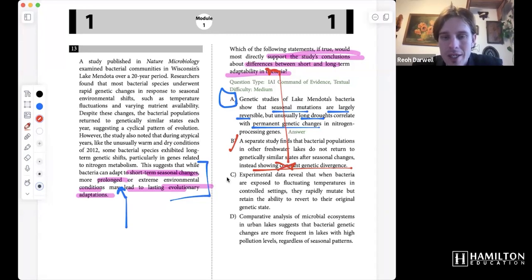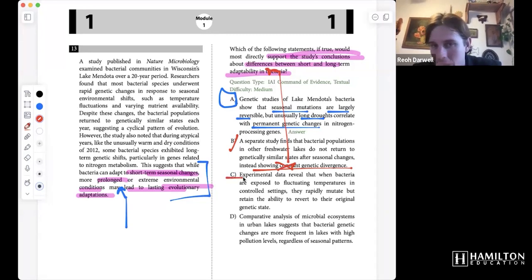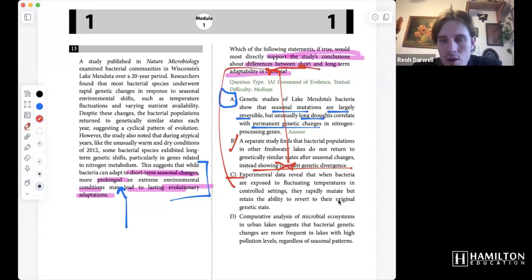Okay, now C does a good job of explaining the short term, but do we see anything about the long term in answer choice C? No. So seeing as there's no long term, we can't show the difference between short and long term. We're just describing the short term. So you need to describe both sides to make a comparison.